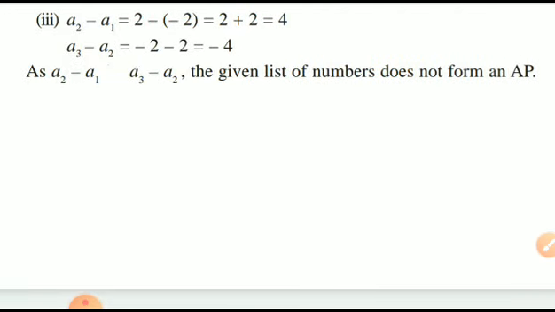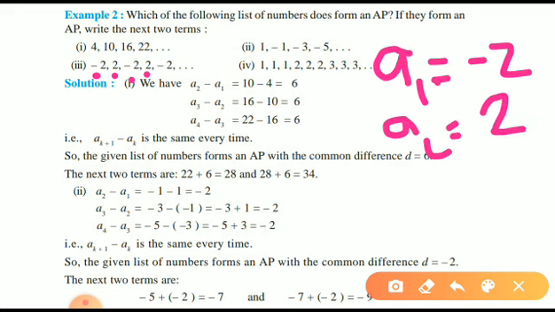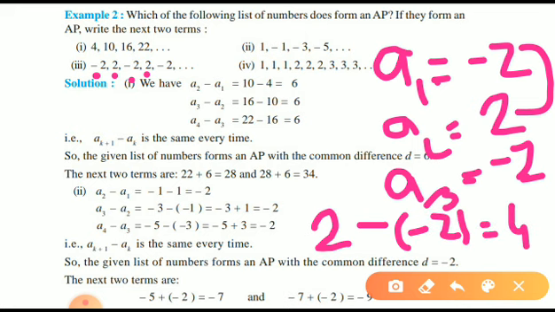Next, the third sequence is minus 2, 2, minus 2, 2, minus 2 and so on. So what is my A1 here? A1 is minus 2. A2 is 2. And A3 is again minus 2. So what to find? A2 minus A1, that is 2 minus of minus 2, which equals 4. A2 minus A1 I have got as 4.